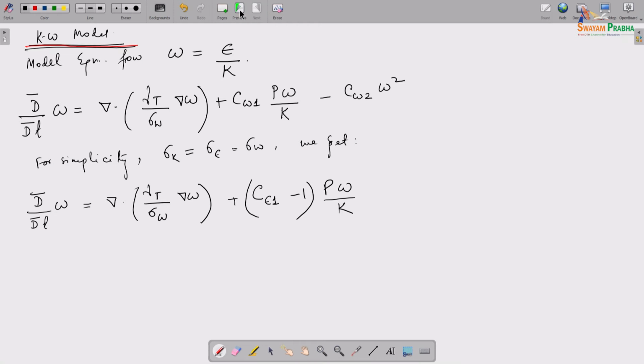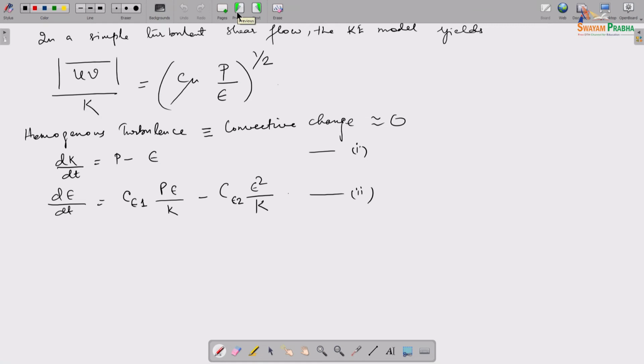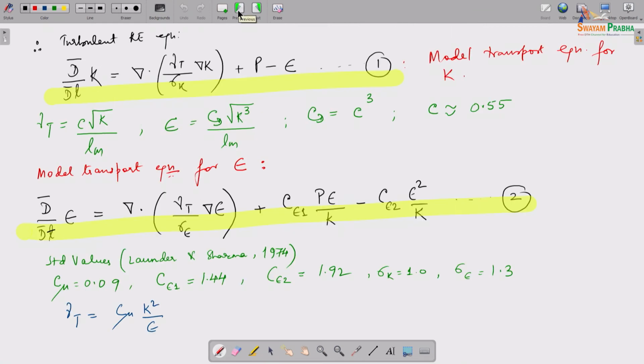Okay, let's just go back, right? So we have C epsilon 1 here. Let's just go back here. Okay, so these are the values we were using for K epsilon, right?